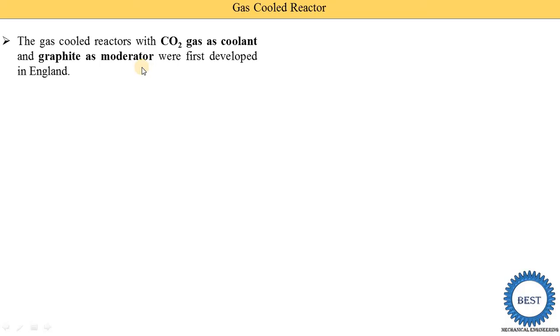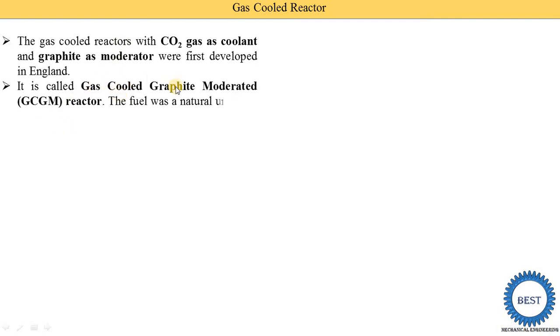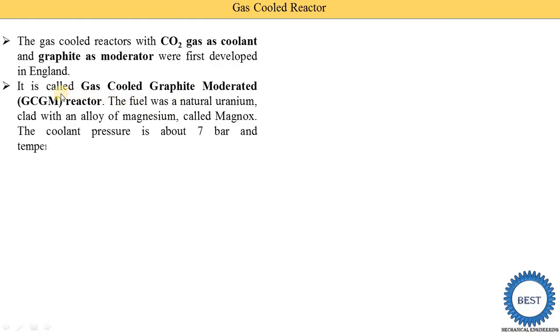The first reactor was developed in England, and in this gas reactor they use CO2 gas as a coolant and graphite as a moderator. It is also called gas cooled graphite moderated, so in short it is written as GCGM. G means gas, C means cooled, again G means graphite, and M means moderator.